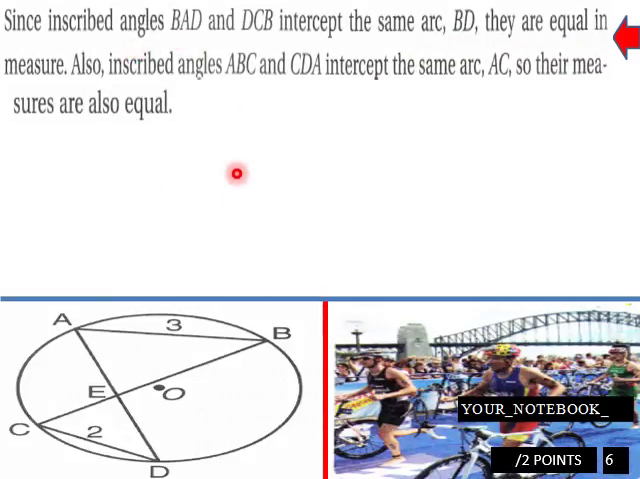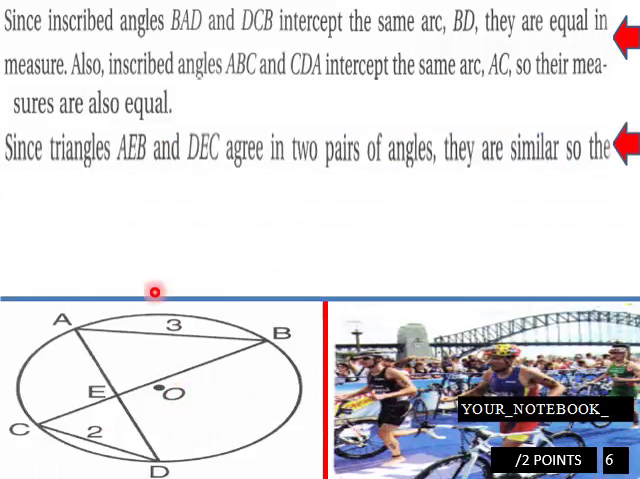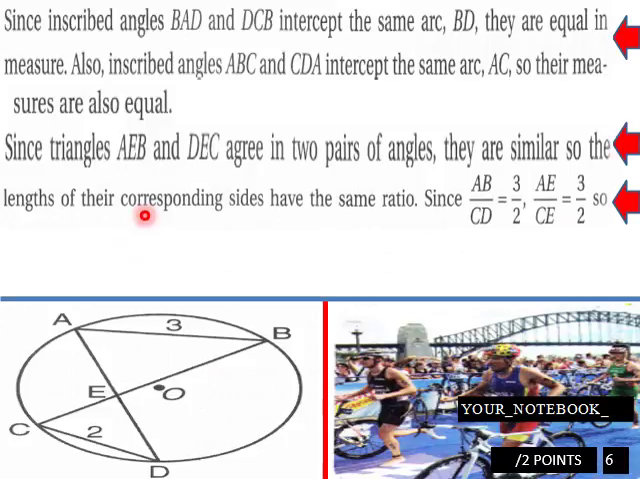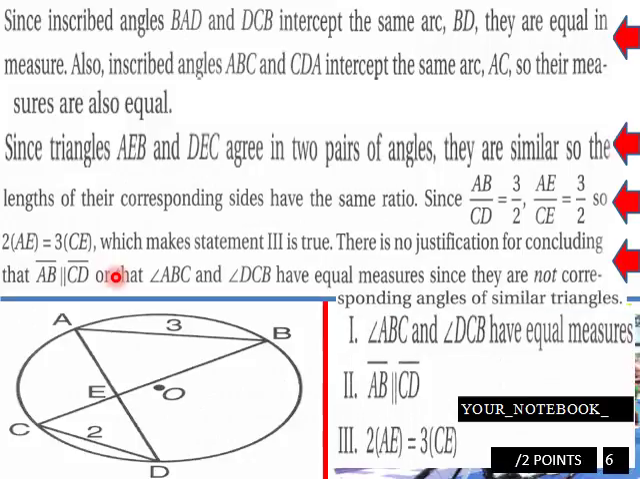Since inscribed angles BAD and DCB intercept the same arc, BD, they are equal in measure. Also, inscribed angles ABC and CBA intercept the same arc AC, so their measures are also equal. Since triangles AEB and DEC agree in two pairs of angles, they are similar. So the lengths of their corresponding sides have the same ratio. So we have the same ratio here since they are similar. These two triangles here are similar. And 2 times AB equals 3 times CE, which makes statement 3 true.